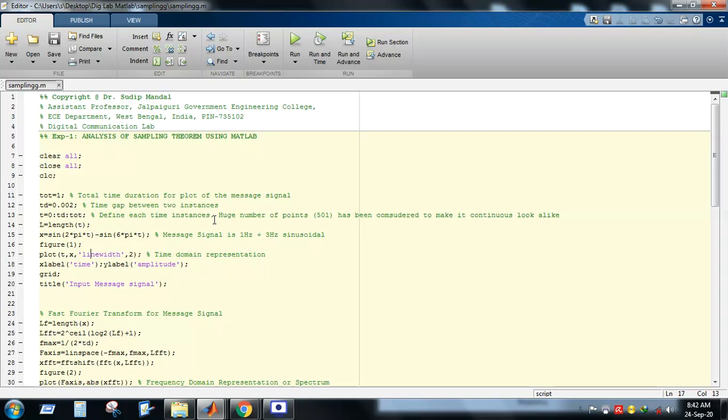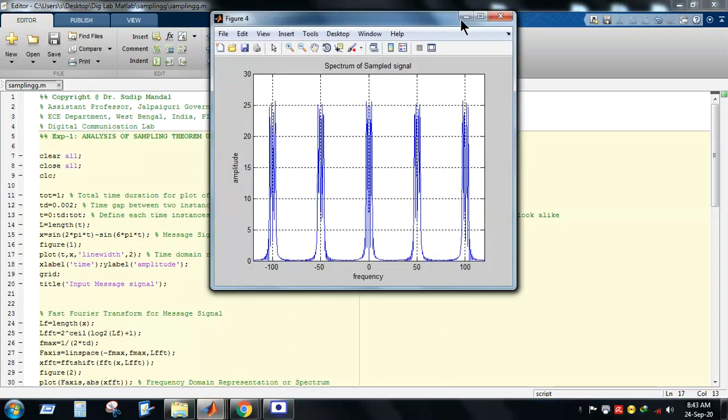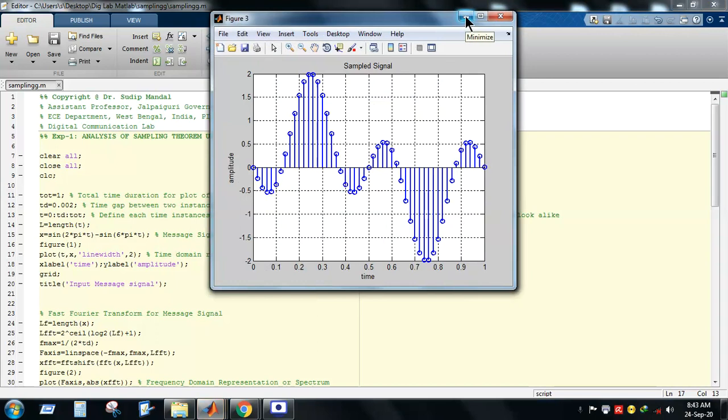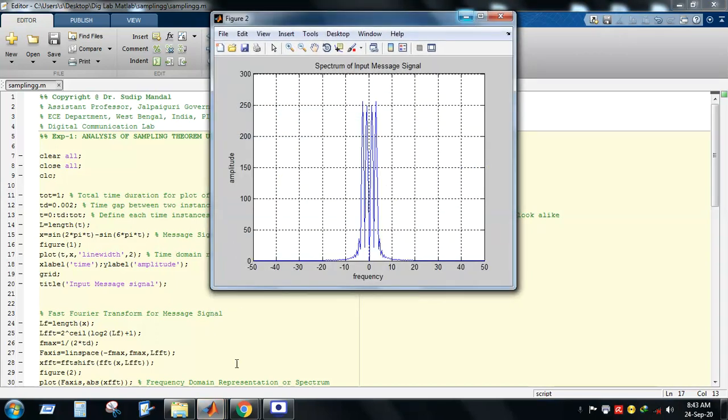For this experiment we are using MATLAB. Hope you have all installed MATLAB on your laptop, and I am just showing the corresponding MATLAB code for this experiment, and we'll discuss the code one by one. First of all, let's run the code, and after that I shall clarify each of the outputs.